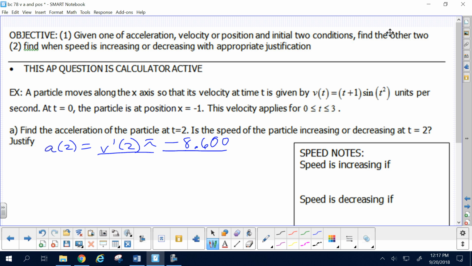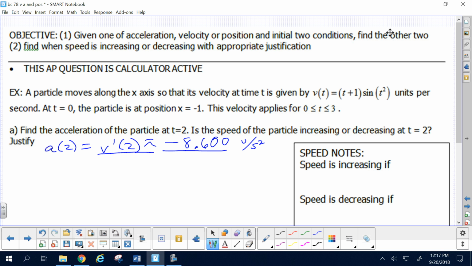All right. Are you with me so far? Almost. What are the units on that? Units per second, or units per second squared, yeah?